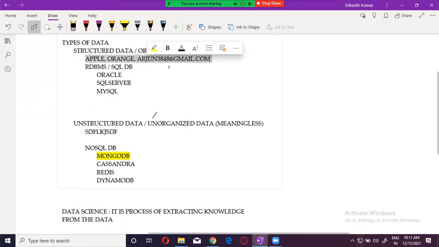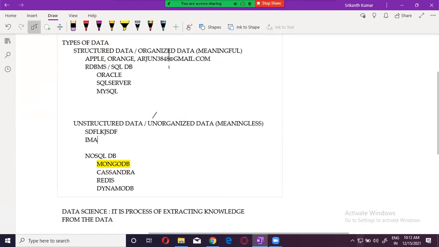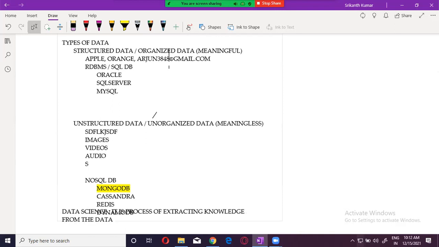But when it comes to unstructured data, how are you going to extract it? See guys, when I am talking about unstructured data, it will not be like this. Examples of unstructured data are images, videos, audio files, and signal files. These come under the category of unstructured data.